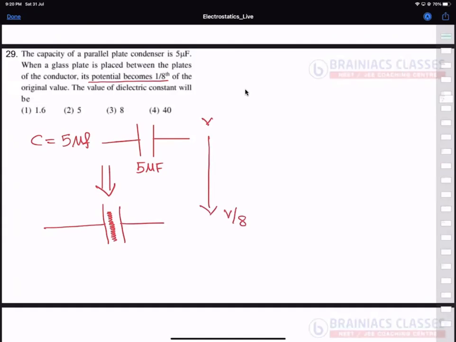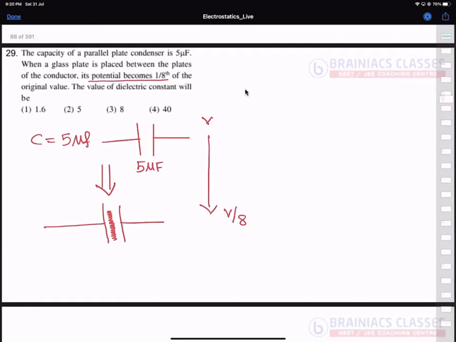The value of the dielectric constant. The dielectric constant means the potential drop. I can say the new value of the potential, let's take it as V dash. So V dash will be equal to V/8. When a dielectric is placed in between the capacitor, its voltage will be reduced, like V dash will be equal to V by the dielectric constant. This many times it will be reduced.